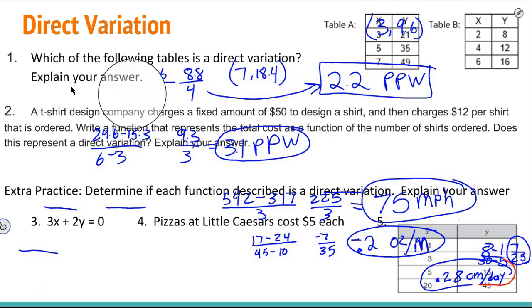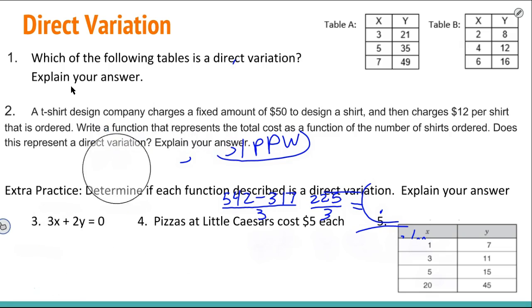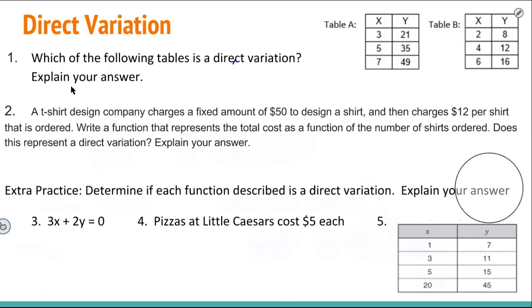Direct variation. Y equals kx. Straight line through the origin. Those are all the important things you need to know. Which of the following tables is a direct variation?